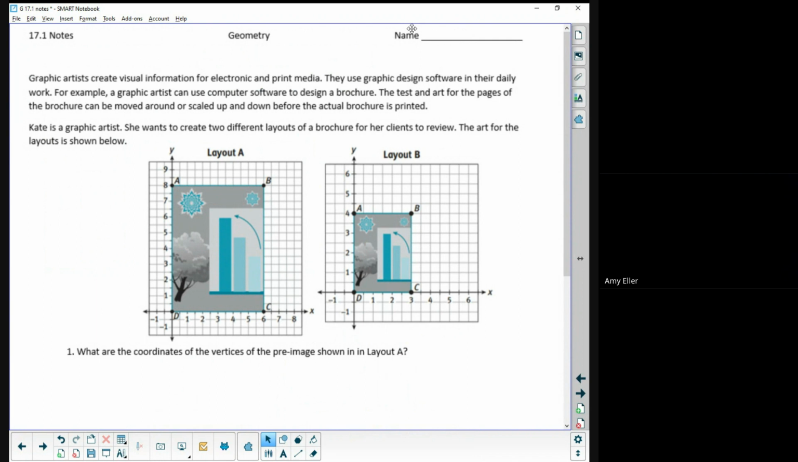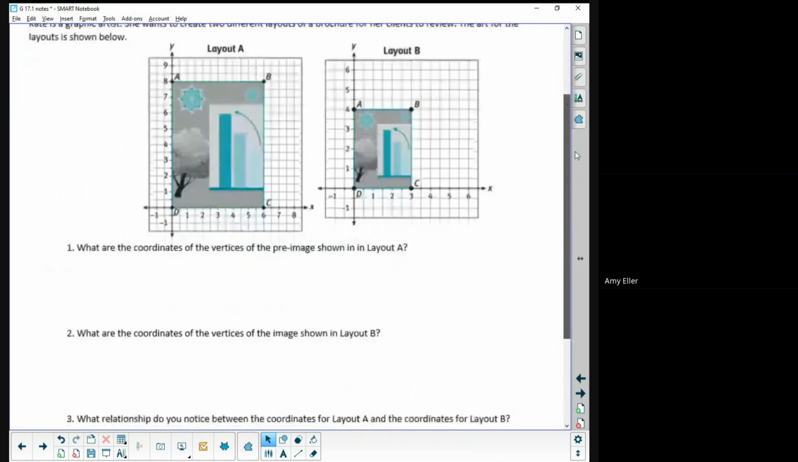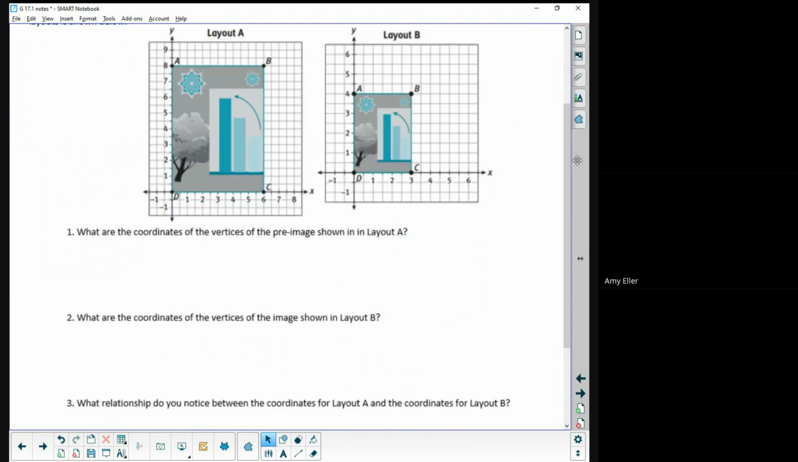Number 1, what are the coordinates of the vertices of the pre-image shown in layout A? Now that's kind of wordy. Let's break it down. What are the coordinates? 7, 2. That's what we're looking for. The coordinates of the vertices. The vertices are your four corners of the pre-image. This is our pre-image because nothing has been done to it. This is going to be our image. It's the after effect. So let's write the coordinates of the vertices of the pre-image.